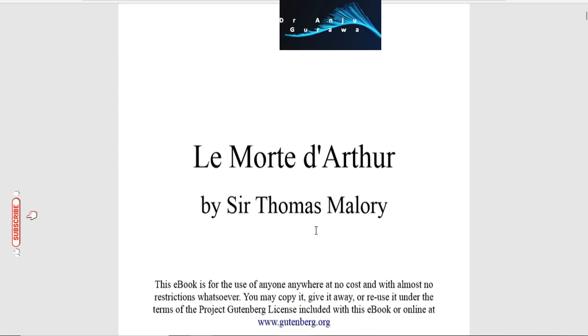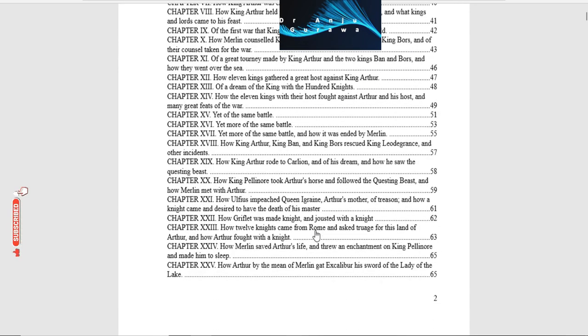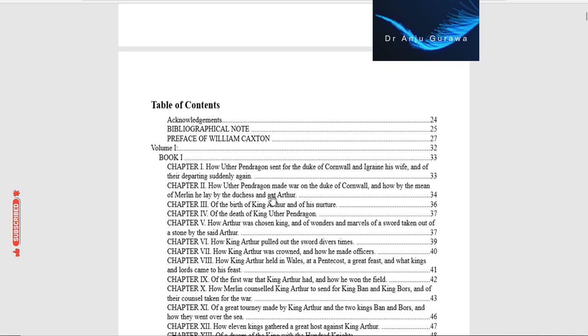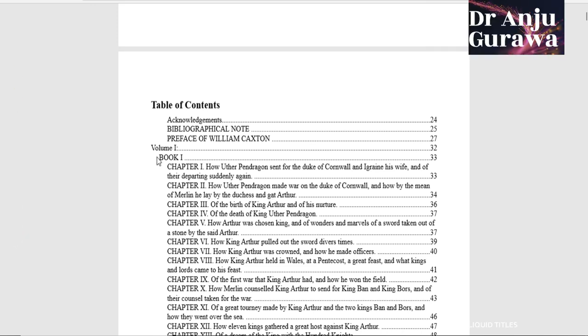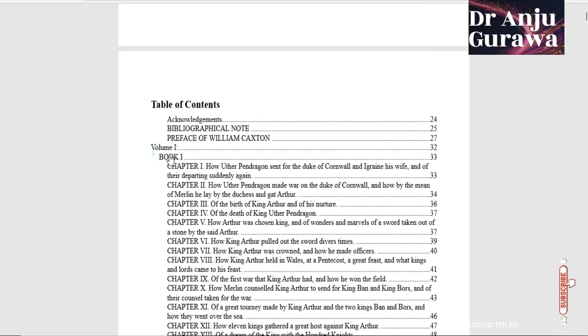In this book also, you will find the contents. If you see, Book 1 is there. This is what Book 1 is, and just a minute.